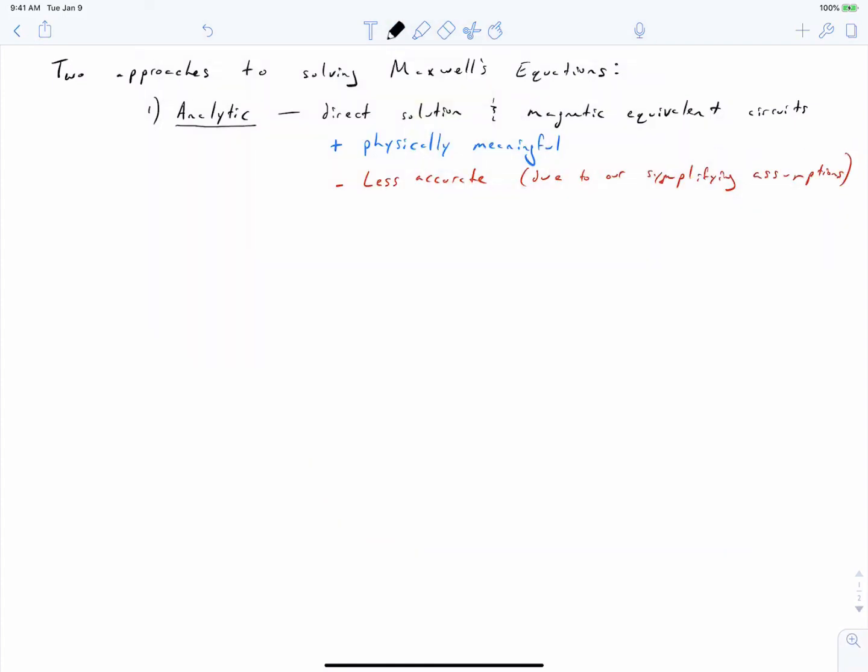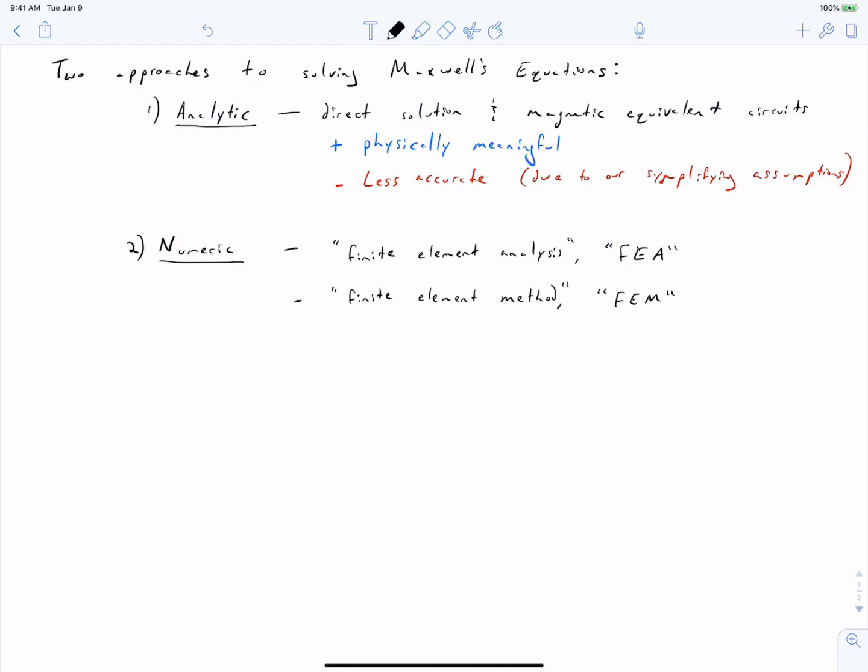The second fundamental pathway that we can take is to use numerical techniques to solve Maxwell's equations. And in this class, we're going to do this by using the finite element method, or finite element analysis. So this goes by two names, like I just said: finite element analysis, which is frequently abbreviated as FEA. You might hear people talk about finite element method, which goes by FEM. And so we'll use these terms interchangeably in this class.